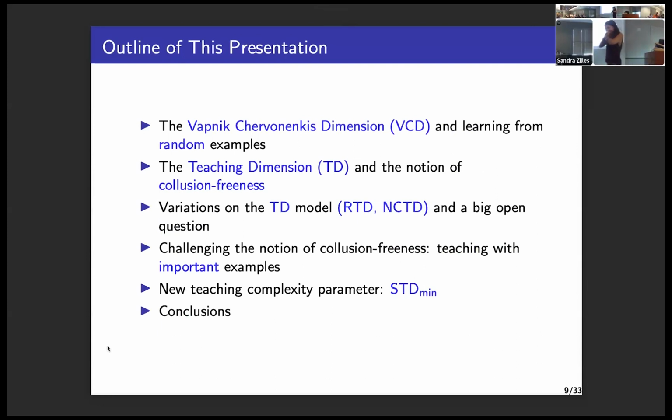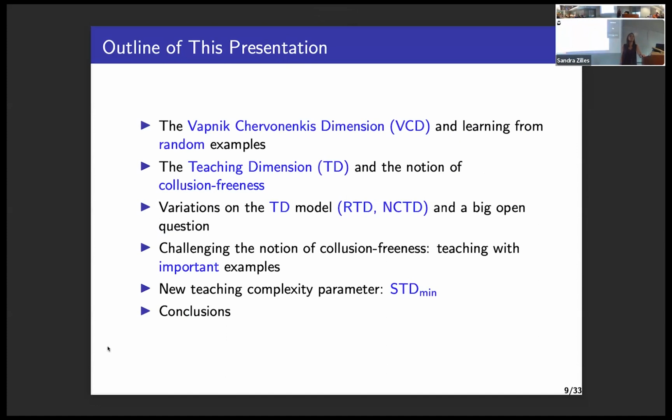So towards that, I will first tell you something about a parameter in the random model that is known to characterize how difficult or easy something is to learn. That's called the VC dimension. Many of you will know it. And then I will introduce classical parameters from the teaching side. It's the so-called teaching dimension notion.